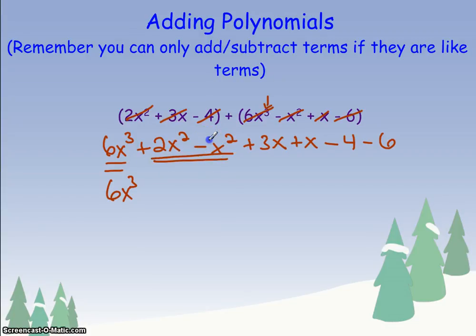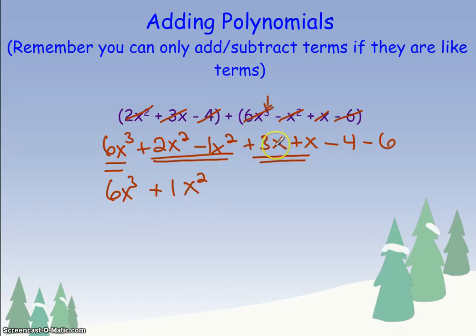Now if you're visual, go ahead and put the 1 when there's no number here. So 2 minus 1. 2 minus 1 is 1. So plus 1, just bring down x squared. Does not become x to the fourth. You don't change exponents when you're adding and subtracting.